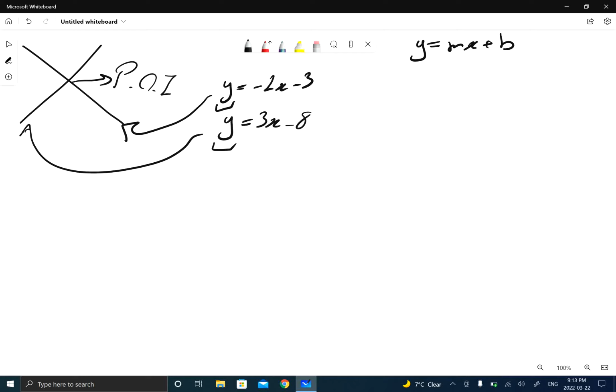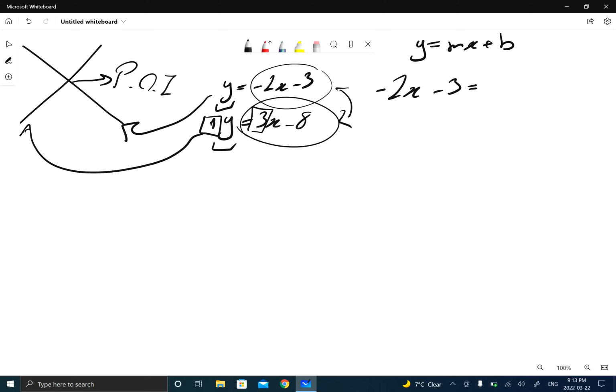So what do I mean by isolating? It means only one variable stands on that side. As you can see, it's y, and the coefficient of y is 1. Here the coefficient of x, or the slope, is 3, but here it's 1. So y is equal to something like this, and again y is equal to something like this. Basically it means these two are equal to each other. So what is going to happen? Negative 2x minus 3 is equal to 3x minus 8.